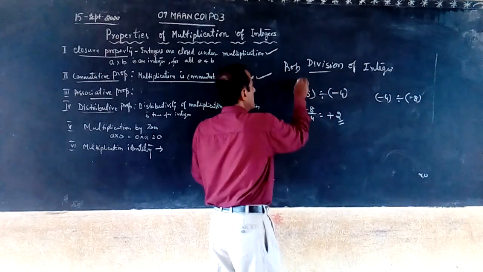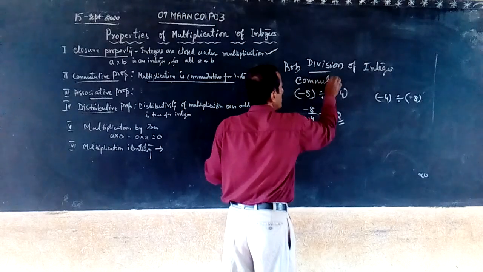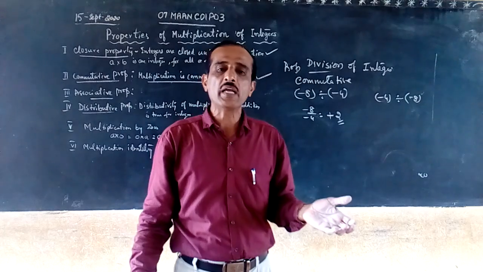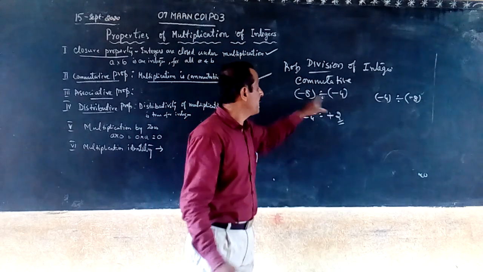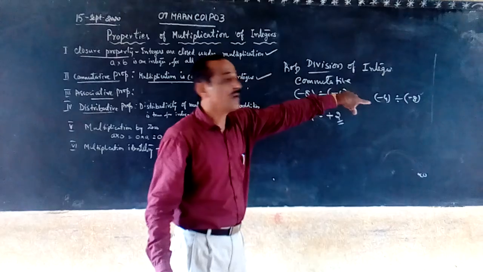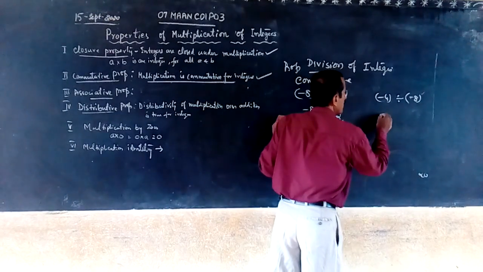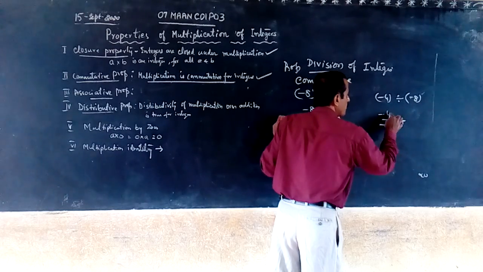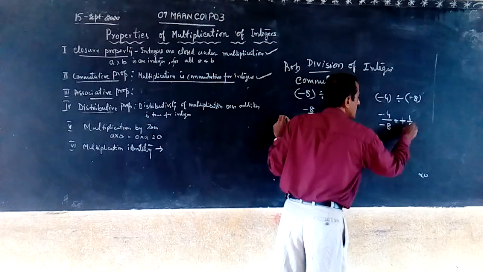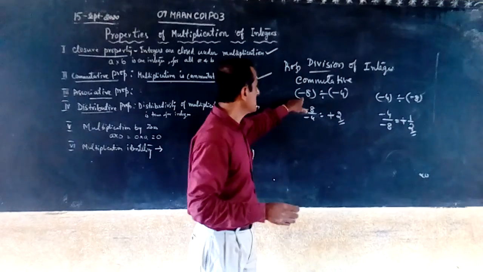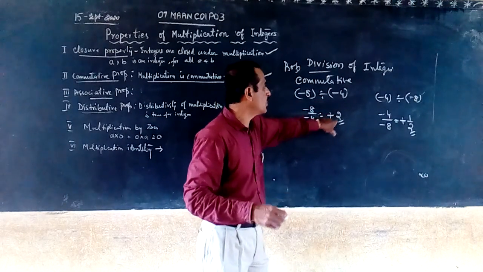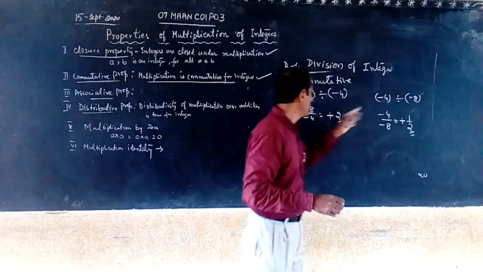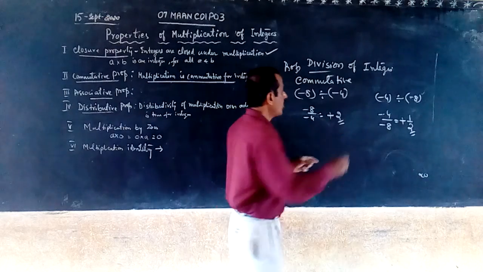What is commutative? How should it be? Commutative means what? A plus B is equal to B plus A, or A into B is equal to B into A. In the same way, A divided by B, whether it is equal to B divided by A. See, -4 divided by -8. What is the answer? Minus divided by minus is plus, 4 divided by 8 is equal to 1 by 2. So -8 divided by -4 is equal to plus 2, and -4 divided by -8 is equal to plus 1 by 2. See, it is not equal, isn't it? Not equal.